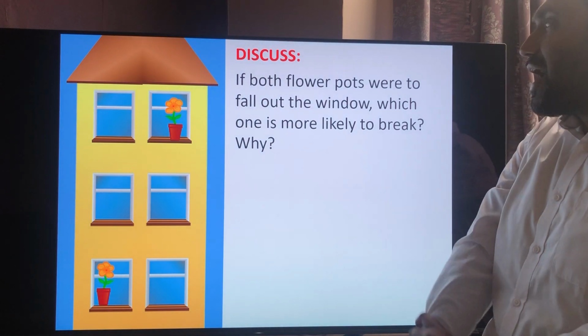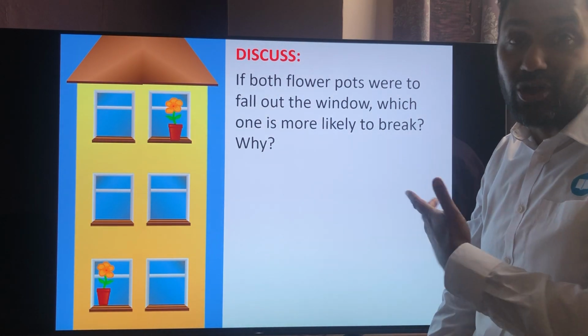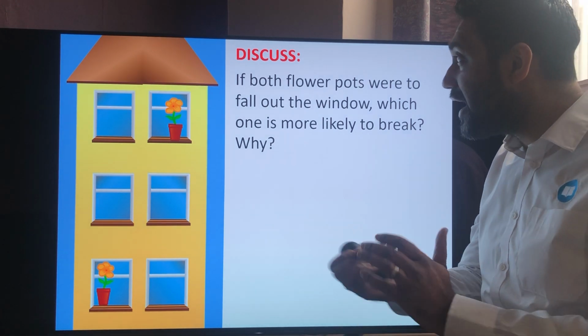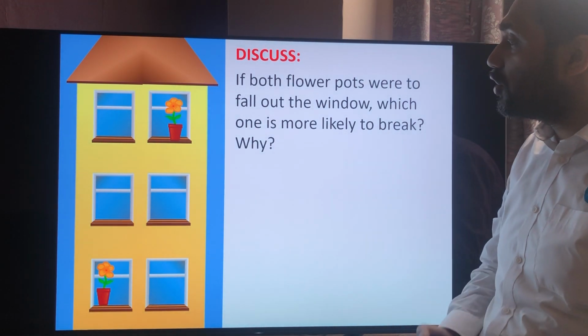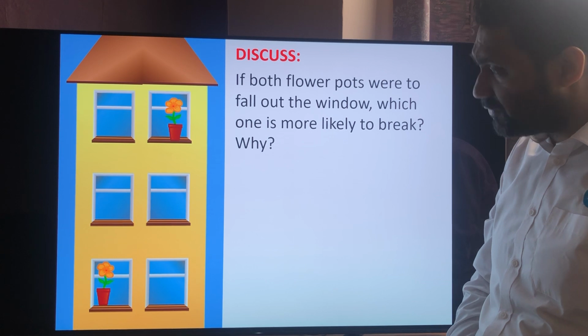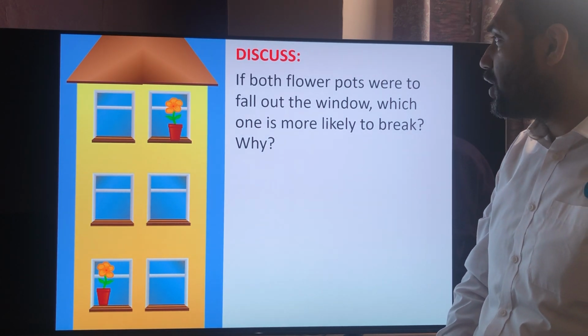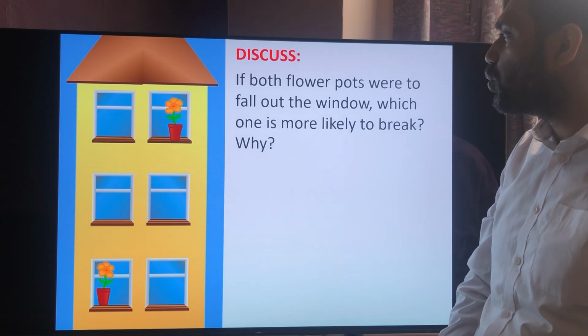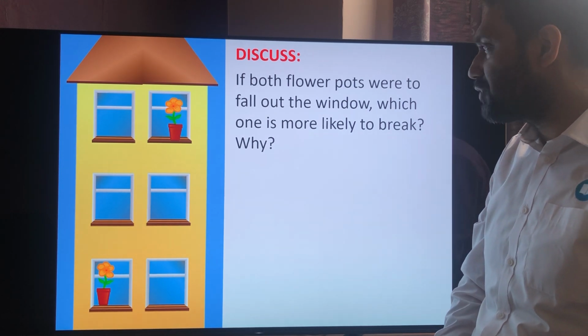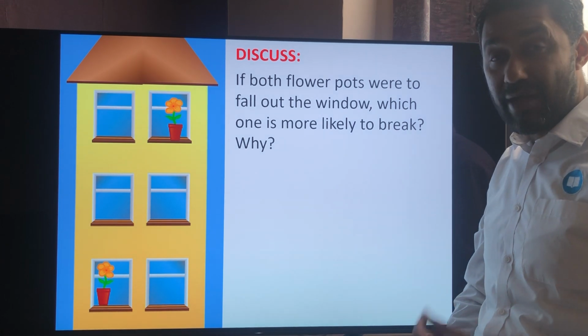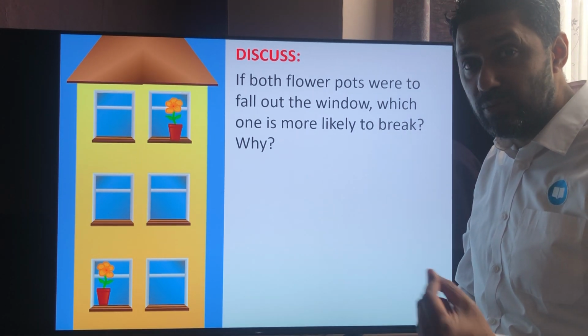So, quickly, if you're by yourself, you can't discuss this, but have a think about it, and if you're with somebody else, have a little chat. If you've got 2 flower pots, one's on the top floor, one's on the ground floor, and both flower pots were to fall out of the window, which one is more likely to break and why? I'll pause the video. You want to pause the video, have a think about it, and then we'll come back to it.